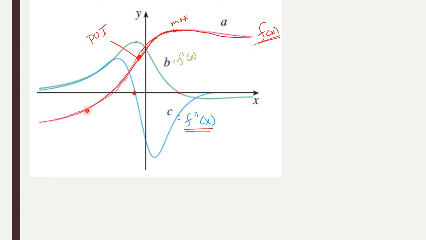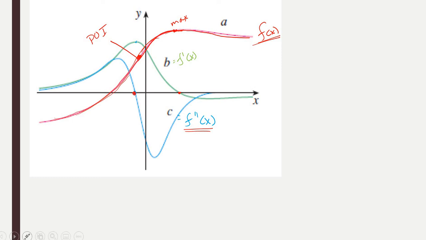When f is concave up, curving upwards, f double prime is positive. These are all positive numbers. When my original function starts to become concave down, my second derivative has a 0, and it turns into negatives. And you notice it's a pretty steep concave down here, which is a steep negative, and then a very gradual concave down through to the end.